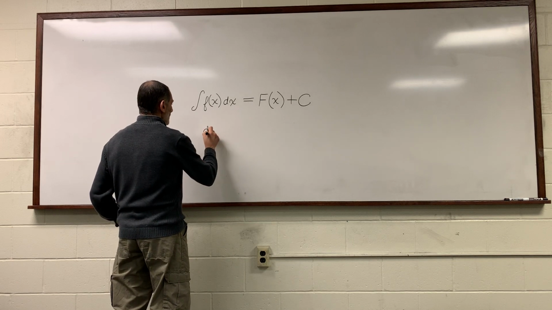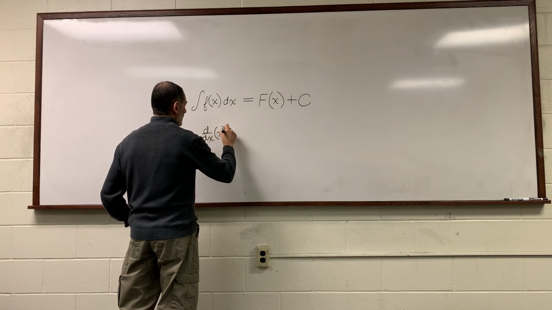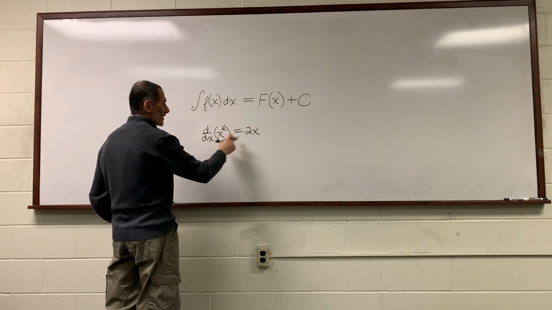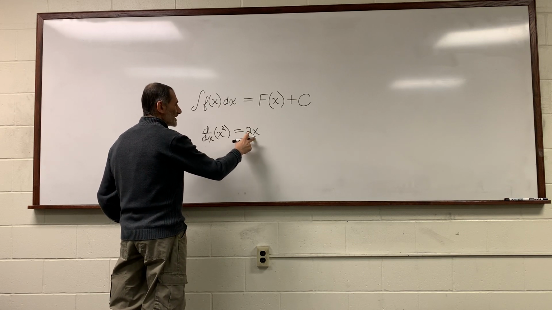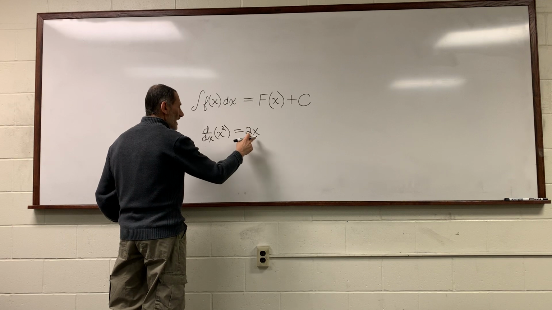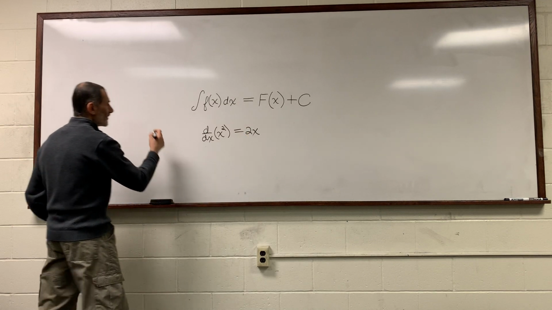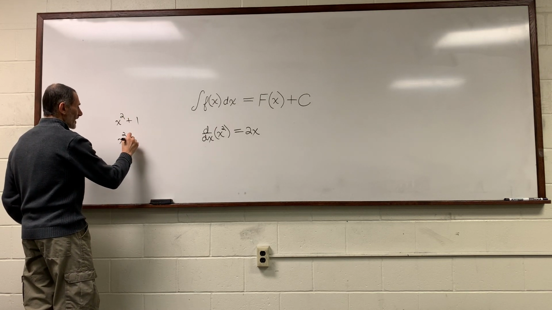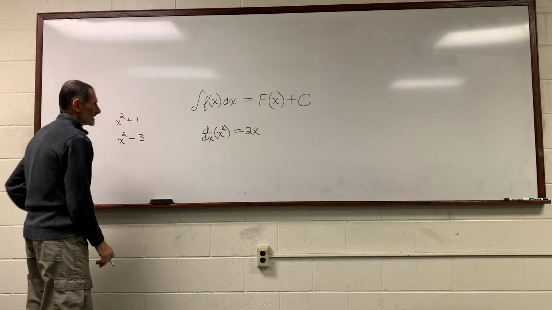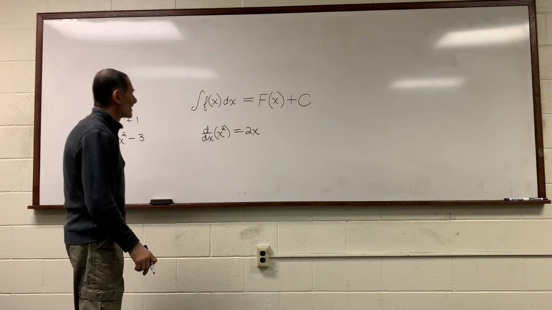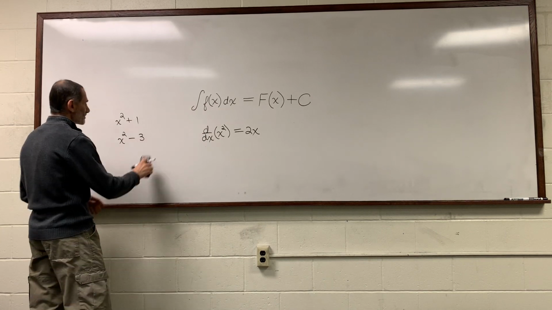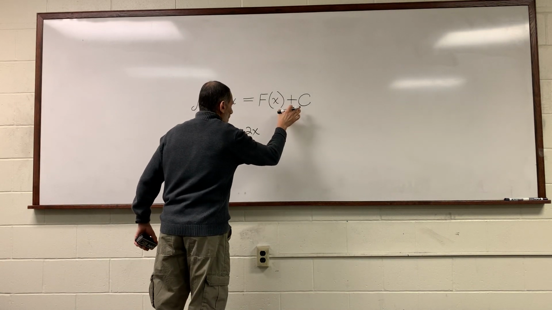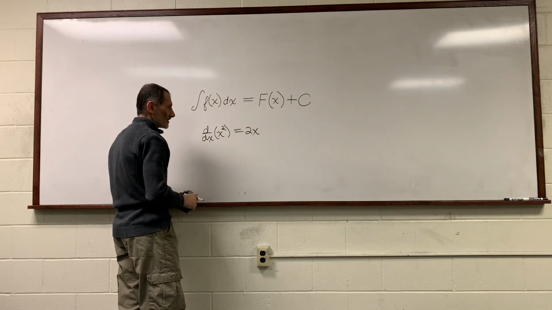We know that the derivative of x squared is 2x. X squared has only one derivative, 2x. But 2x has an infinite number of antiderivatives. The derivative of x squared plus 1 is 2x. The derivative of x squared minus 3 is 2x. Hence the plus c. Right? That F of x plus c, capital F of x plus c, represents a family of functions, all of which have the derivative f of x.